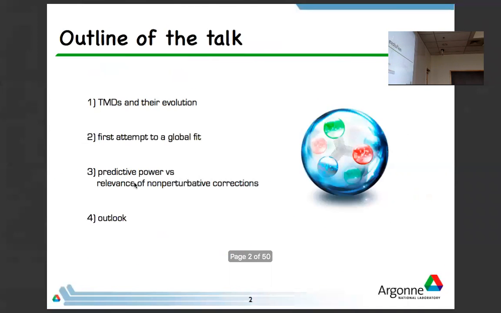Okay, so the outline of the talk is the following. Since I'm the first one here in the afternoon, I'm going to tell the generalities about TMDs and their evolution to prepare the ground for the discussion. And then I'm going to present the first attempt at a global fit of unpolarized TMDs. And I'll discuss also the predictive power of TMDs, or on the contrary, the relevance of a kinematic dependence, the relevance of a power correction to TMDs. And then we are going to talk about the future.